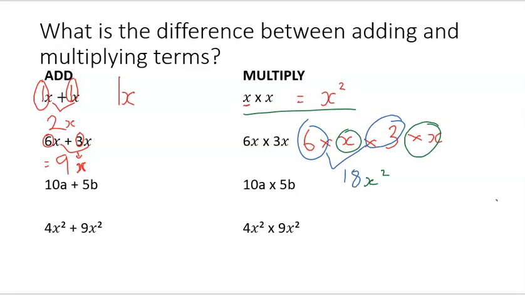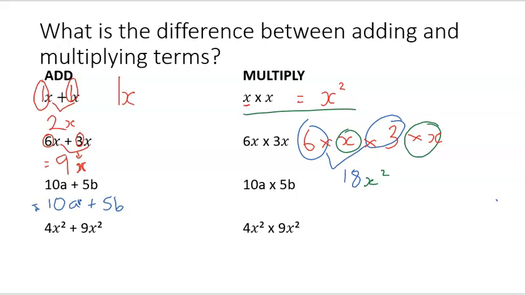The next example is an important one. You've got 10a, add 5b. So you've gone to the shops and you've bought 10 apples and 5 bananas. Can they be added together? No, they can't, because you can't have 15 banapples. You can't add unlike terms together. So that stays as 10a, add 5b, because it cannot be simplified any further than that.